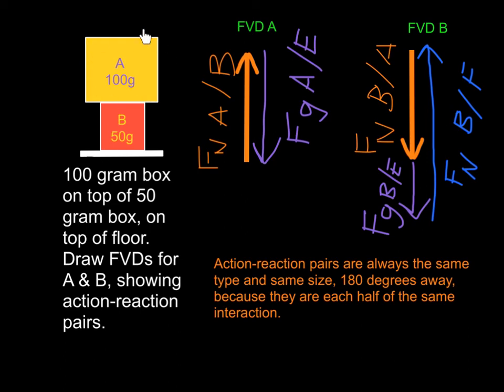Now the normal force is much bigger than the gravitational force, the reason being that box B is getting pushed down with this normal force, part of the action-reaction pair, into the floor, so the floor is getting squished. Basically the entire weight of A and the entire weight of B. So therefore the normal force on B is going to be much larger than these action-reaction pairs, and way larger than the weight of B.